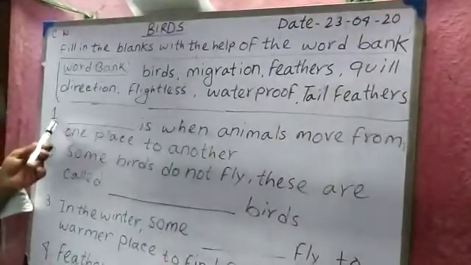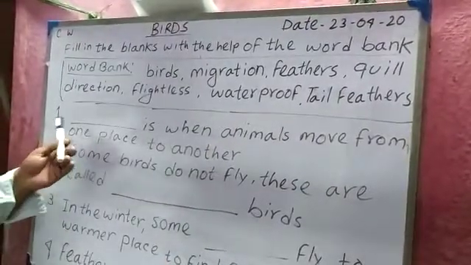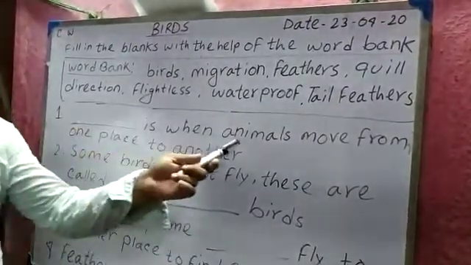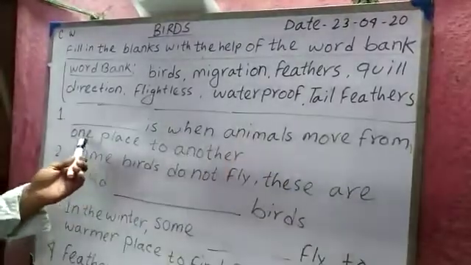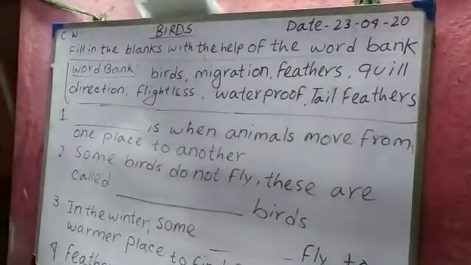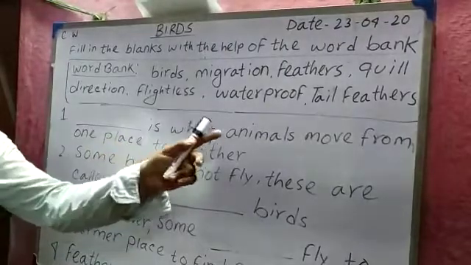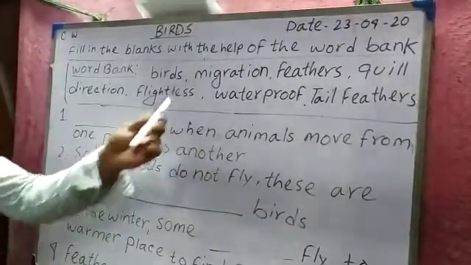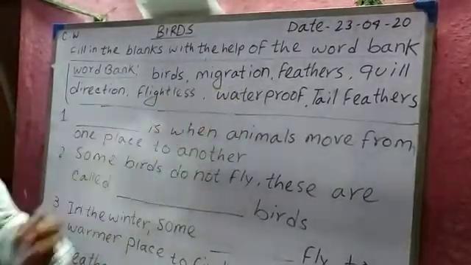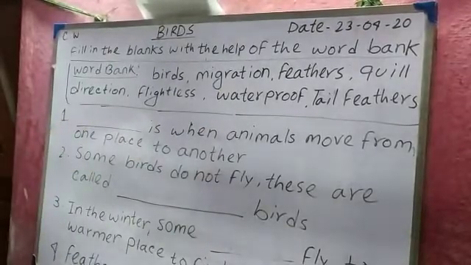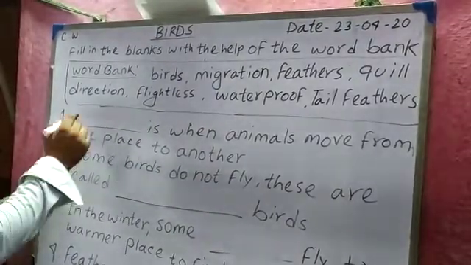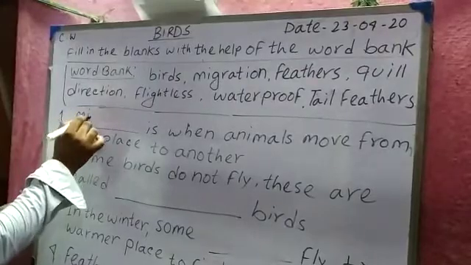And look at the fill in the blanks number 1. Dash is when animals move from one place to another. Those animals who move from one place to another, it is called migration. So we write here migration.